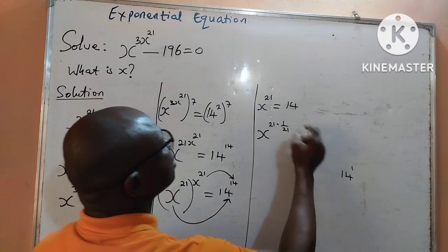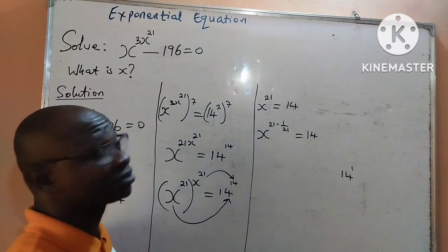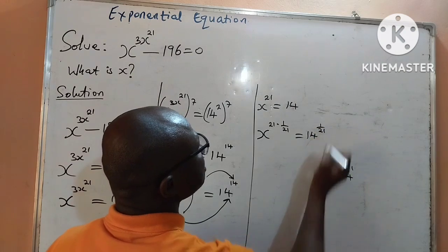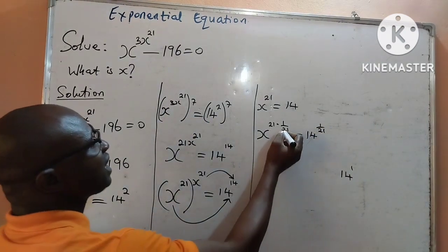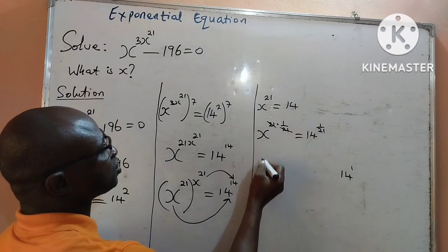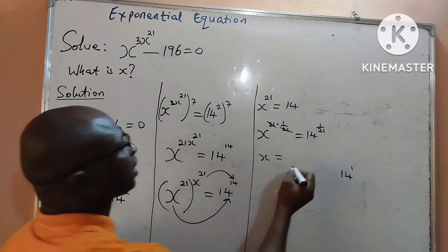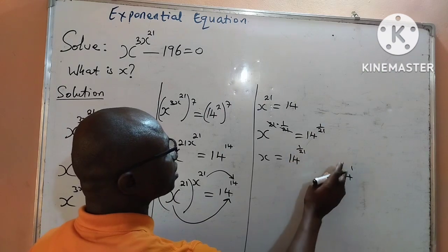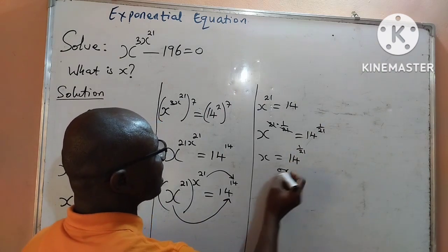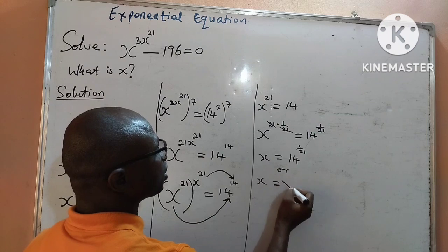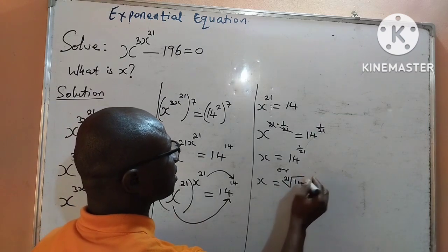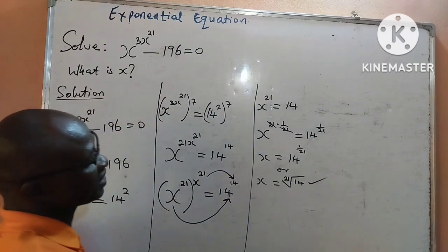I have already told you that 14 is the same thing as 14 to the power 1, then multiplied by 1 all over 21. So from the left, the 21 will cancel 21, leaving me with x equal to 14 to the power of 1 all over 21. You can also write it as x equal to the 21st root of 14. Final answer for the value of x.